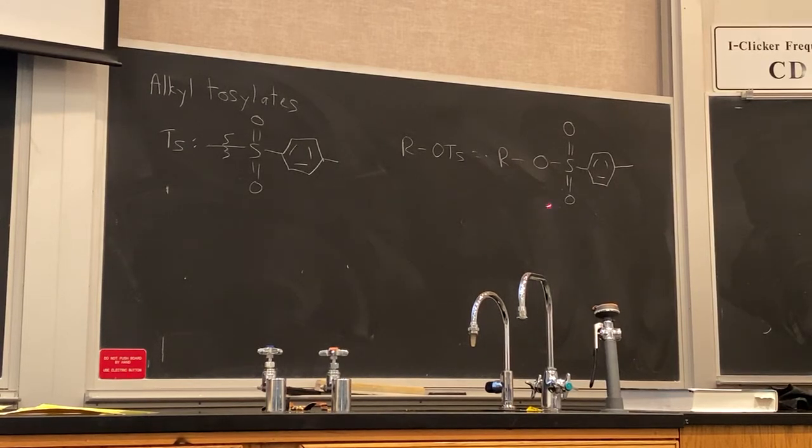The tosylate, so TS means this. The benzene with the sulfur is part of it. Tosyl stands for toluene sulfonyl. We'll learn next semester that when you have a benzene ring with a methyl group, that's called toluene. So that's where the name comes from. Toluene sulfonyl, we abbreviate it as tosyl. And so tosyl is this.